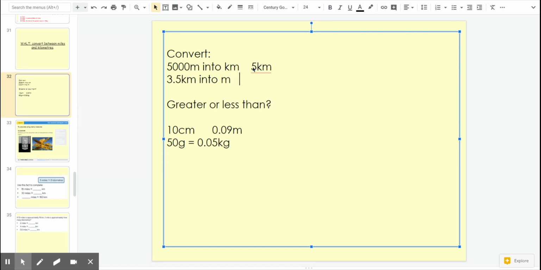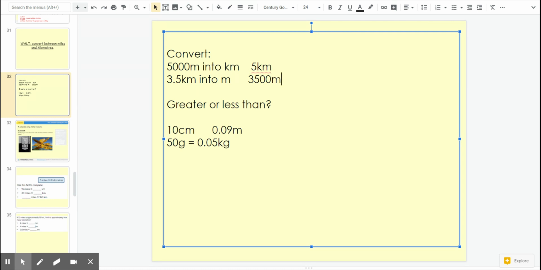And now we are going to convert 3.5 kilometres into metres. So what do we need to do? Write it in your book, then come back to me for check-in. That's right, we need to multiply it by 1,000, so 3,500 metres.